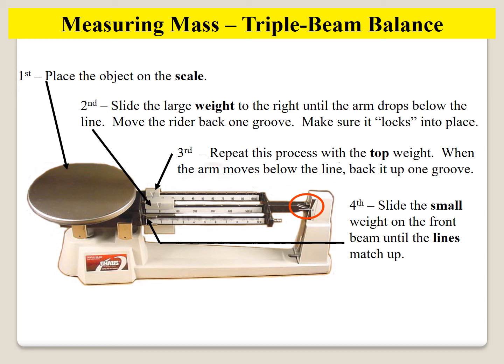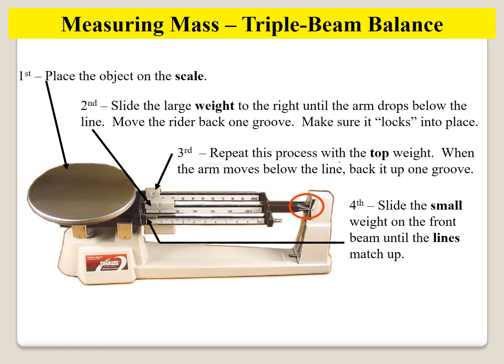Fourthly, guys, we slide a small weight on the front beam until the line matches. There's 3 riders or there's 3 scales, guys. And particularly, we would look at these scales and first we move everything to 0. Then we start with the largest unit, which is 100. Then we go to 10, and then we go to 1 units.